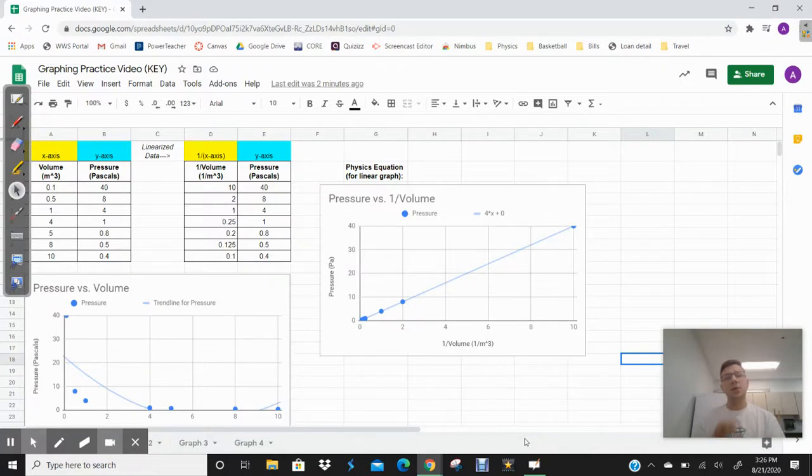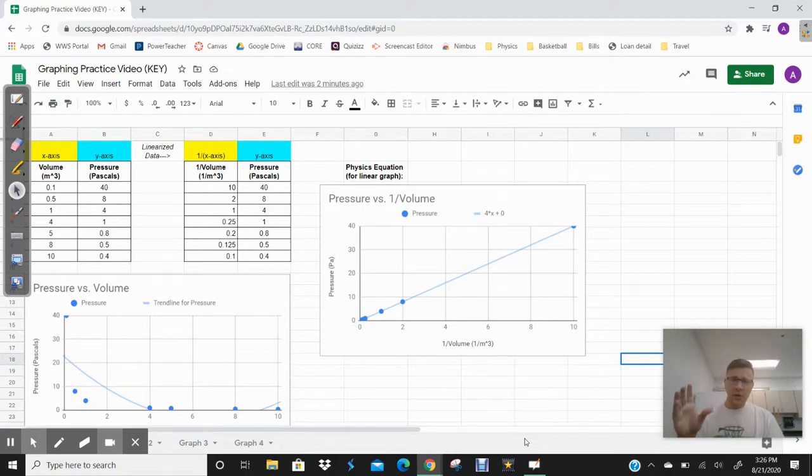Today we're going to be talking about part three of the graphing practice. And today is all about making what we call physics equations from our graphs. This is really just an equation or a mathematical expression that explains the data that we're looking at on the graph. So we can take the graph, make an equation based on it, and then use that to predict values that are not on the graph.